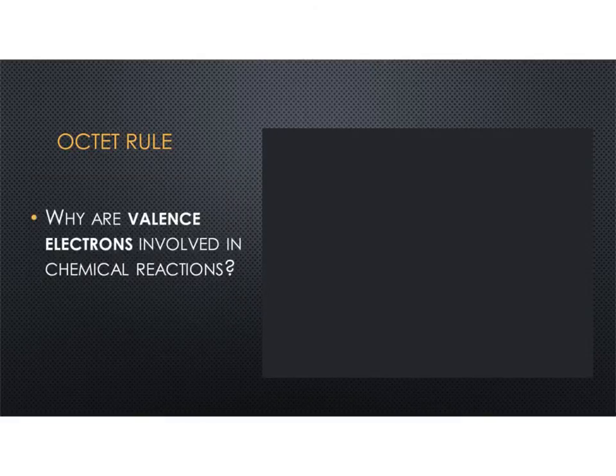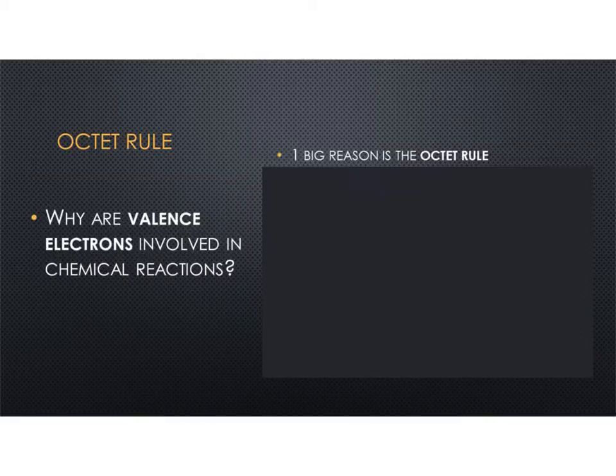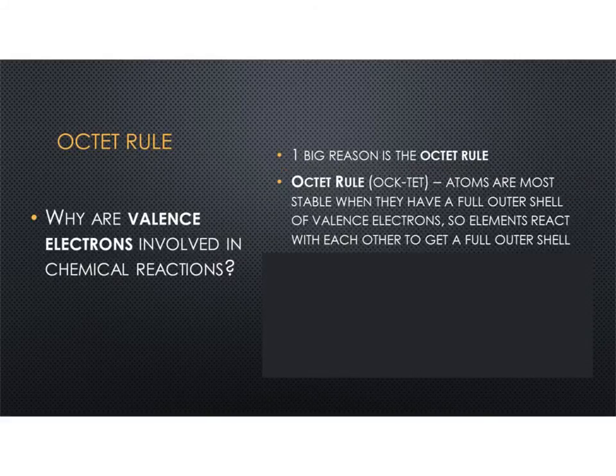All right, why are the valence electrons so important? Because they're the ones that are involved in the chemical reactions. But why are the valence electrons involved in chemical reactions? The big reason is because of the octet rule. Basically, the octet rule says that atoms want to be stable. We all want to be stable, and they're most stable when they have a full outer shell of valence electrons.